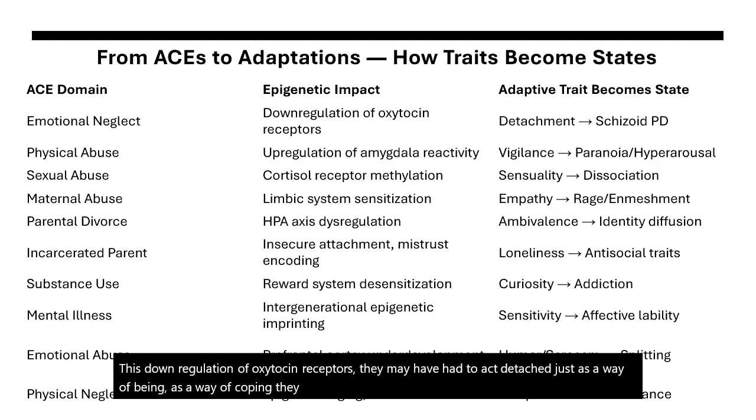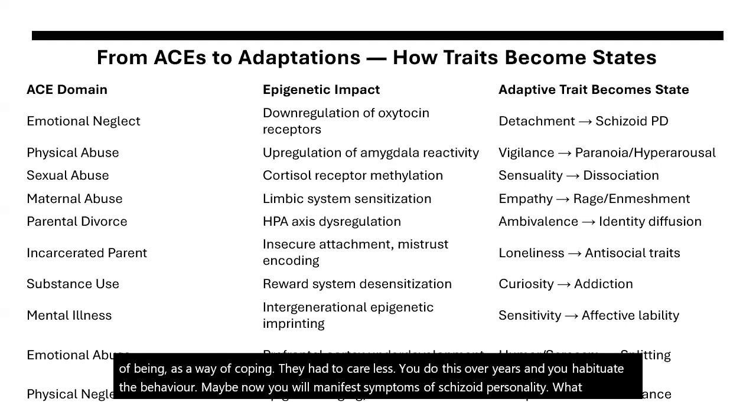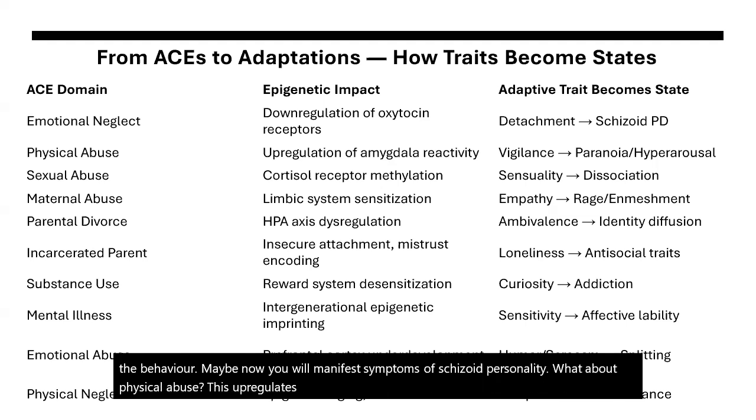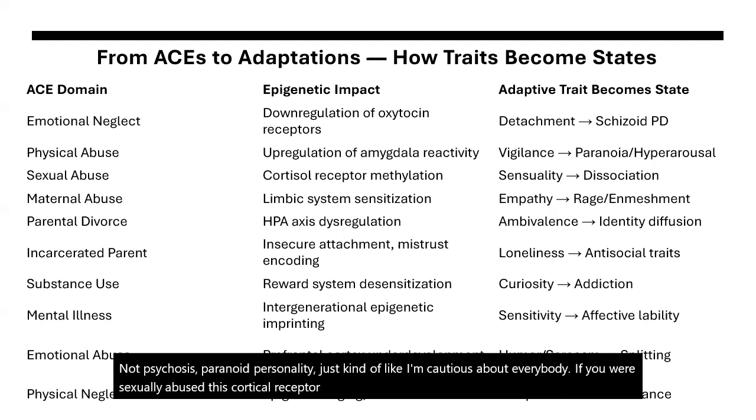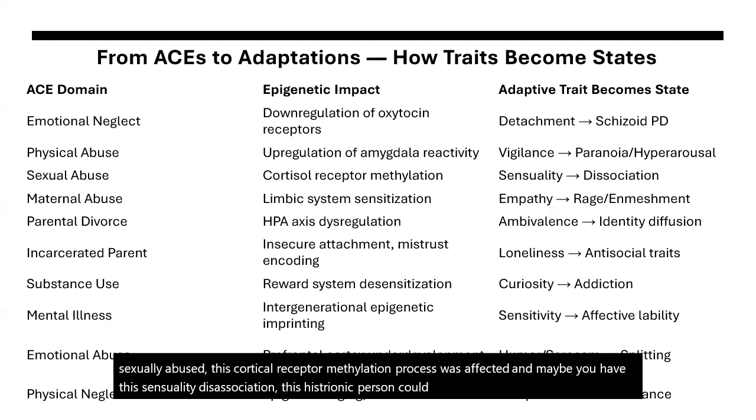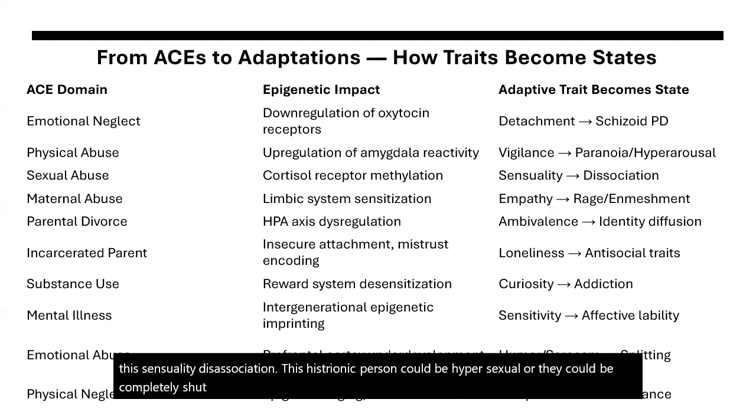They had to care less. You do this over years and you habituate the behavior, maybe now you will manifest symptoms of schizoid personality. What about physical abuse? This upregulates the amygdala and reactivity. So maybe you live in a hypervigilant state leading to paranoid personality. Not psychosis, paranoid personality, just kind of like I'm cautious about everybody. If you were sexually abused, this cortical receptor methylation process was affected, and maybe you have this sensuality dissociation. This histrionic person could be hypersexual, or they could be completely shut off and avoidant.